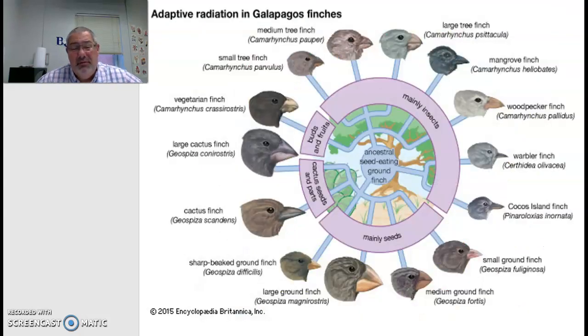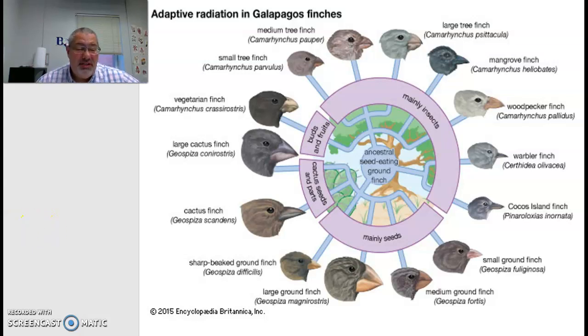So, adaptive radiation has been used, again, for the Darwin's finches or Galapagos Islands finches, from an ancestral seed-eating, ground-feeding finch from maybe Central America, maybe Panama or Ecuador in South America, to at least 14 different species of finches that have very specialized environments in which they live and specialized niches or roles in those environments.